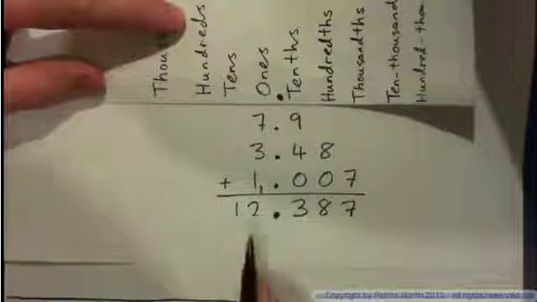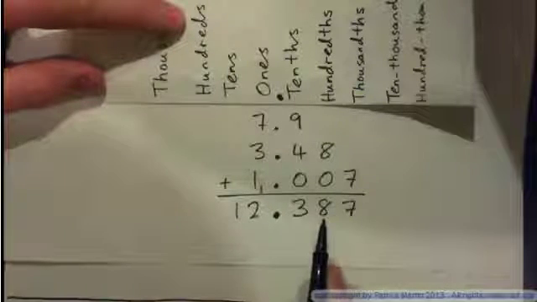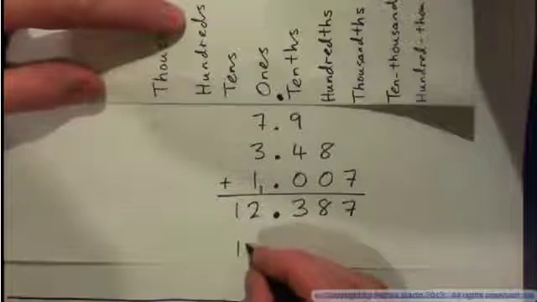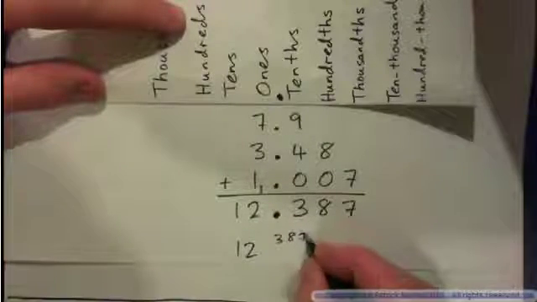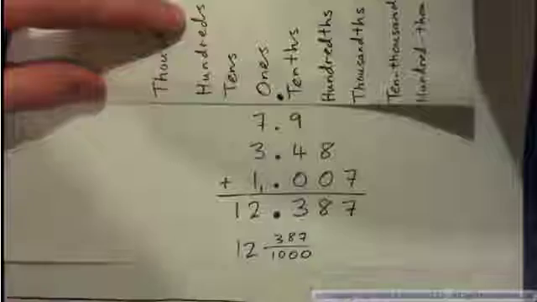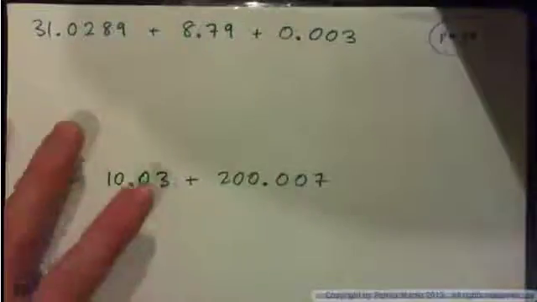Okay. So we have 12.387, or just for fun, 12 and 387 thousandths. You might remember that from the last section. Okay, so let's go to page 2. And we've got to add these guys together.